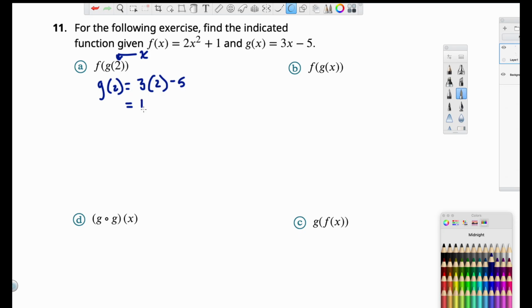Now this output is going to go into the f of x function. So we're replacing x here with 1. Okay, so here's our f of x. We're putting 1 in for our input. So the output of the g of x is the input for the f of x. So f of 1 is 3.